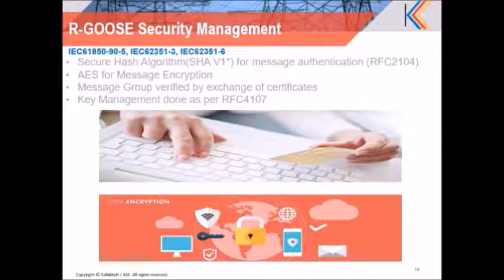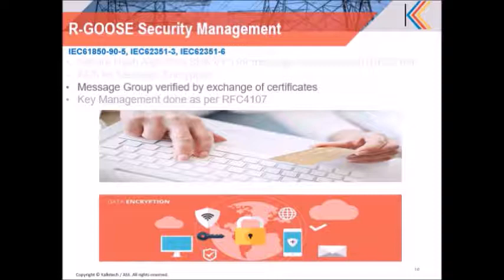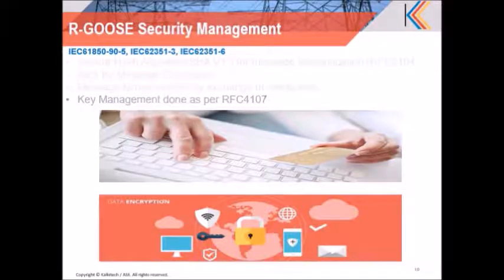So this is the general scenario for each part, showing how R-GOOSE security can be imparted using different security mechanisms, as given in this slide. AES for encryption, message group verified by the exchange of certificates, and key management as per RFC 4107 is used for the key management.